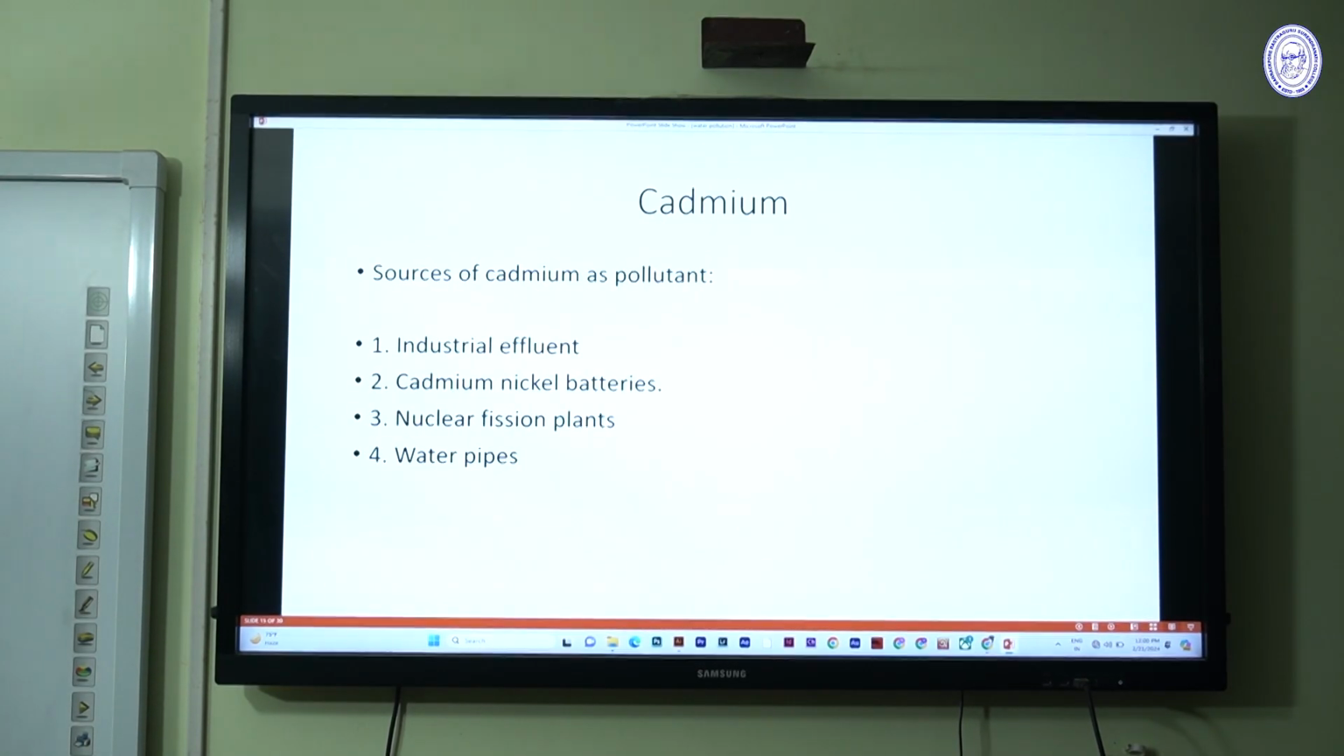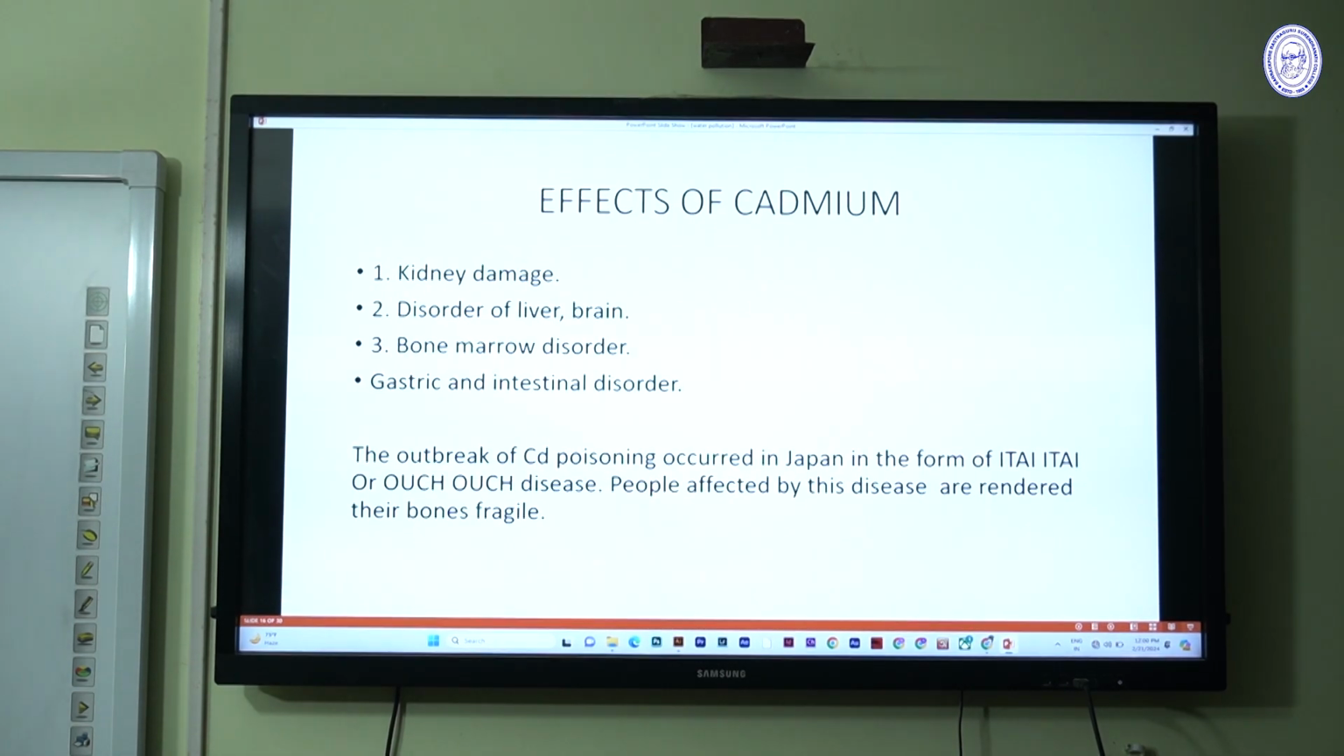Now come to cadmium as a pollutant. What are the sources of cadmium as a pollutant? That is from industrial effluent, cadmium-nickel batteries, nuclear fission plants, and water pipes. What are the effects of cadmium?